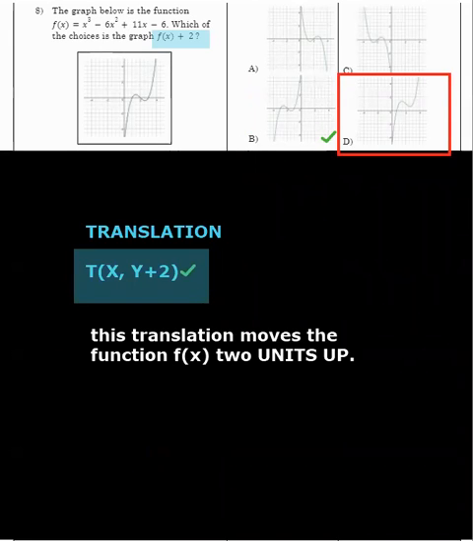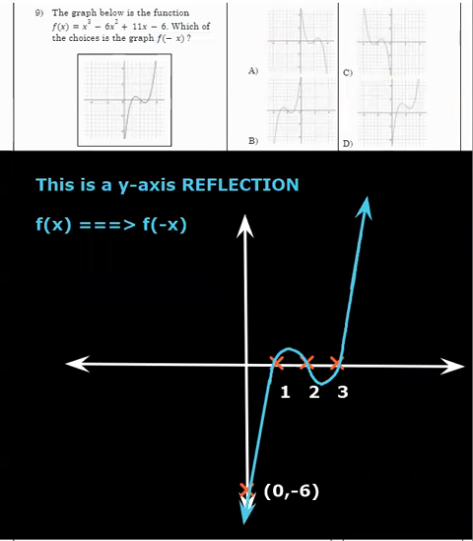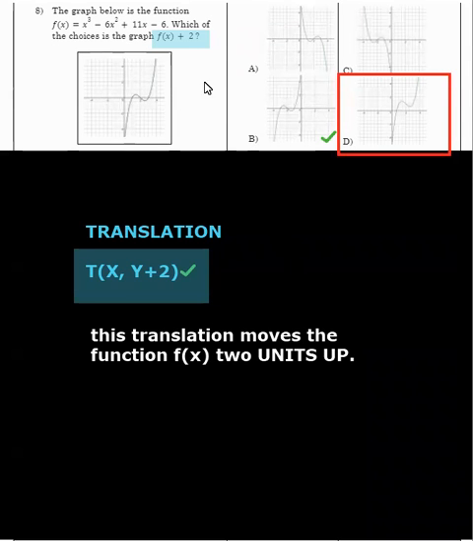Question 8. The graph below is the function f of x equals x cubed minus 6x squared plus 11x minus 6. Which of the choices is the graph f of x plus 2? Sorry, that was question 8. So here, since it's just the original function above and we're lifting it up 2 units, the correct answer is D. That's the only graph that's lifting it vertically upwards on the map. Every point is mapped 2 boxes higher. So choice D is correct.